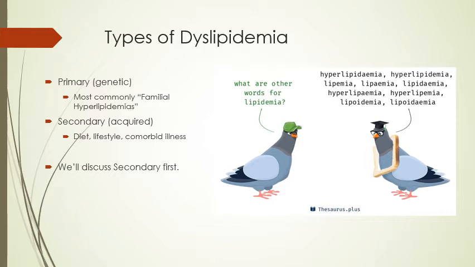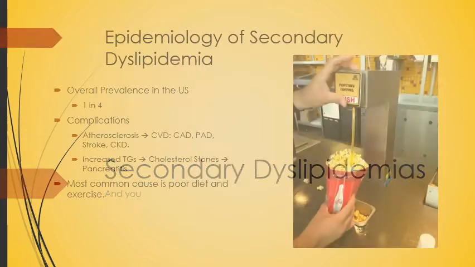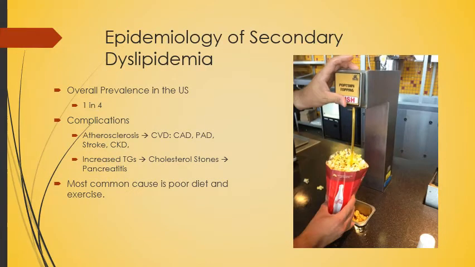And then the secondary ones, which are more from our modifiable risk factors, so like diet, lifestyle, and other comorbid illness. Obviously, the secondary dyslipidemias are probably the ones that are the most common and the ones that are easier to understand, so we'll start with those. Obviously, here in the United States, we've got a lot of this secondary dyslipidemia going on. So 1 in 4 people are going to have it.